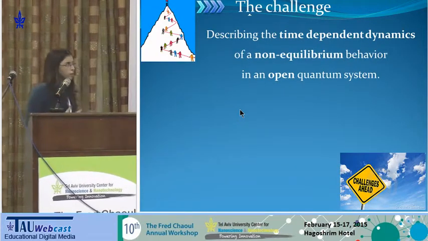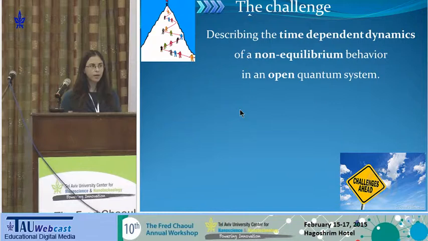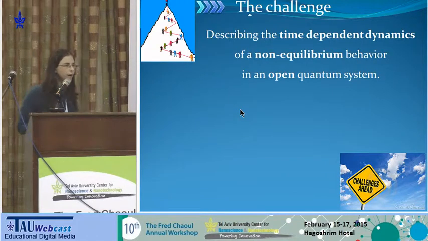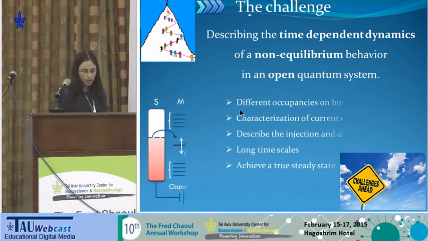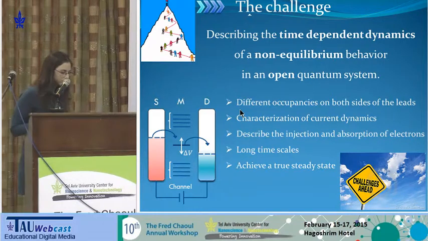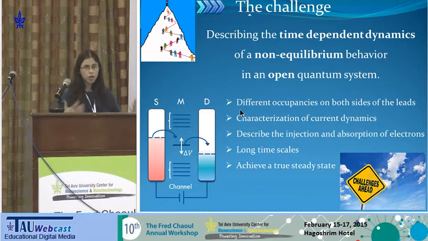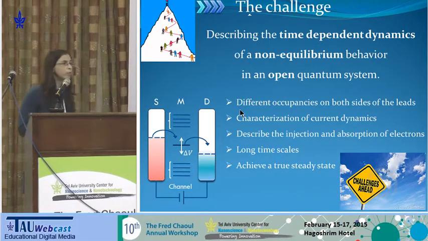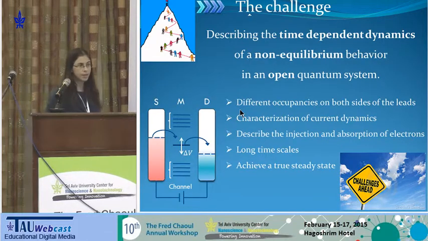So when we want to build a theoretical model for those kinds of systems, our main challenge will be to describe the time-dependent dynamics of a non-equilibrium behavior in an open quantum system. Meaning we want to be able to describe the different occupancies on each of the leads. We want to characterize the current dynamics and to describe the injection and absorption of electrons to the system. And we want to be able to do it for long time scales so we can achieve a true steady state.